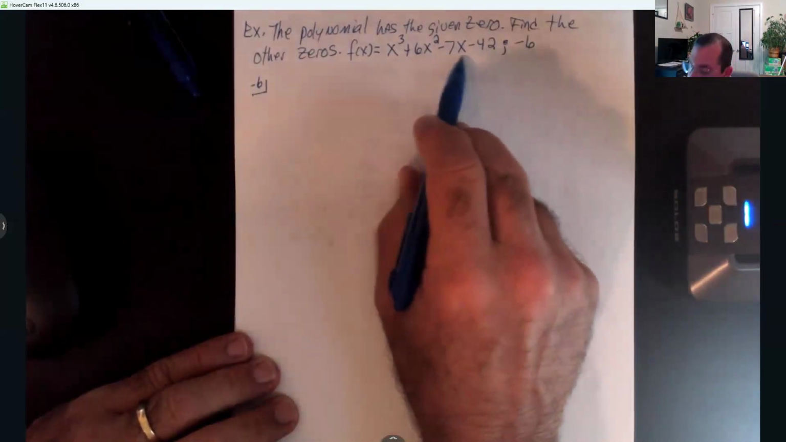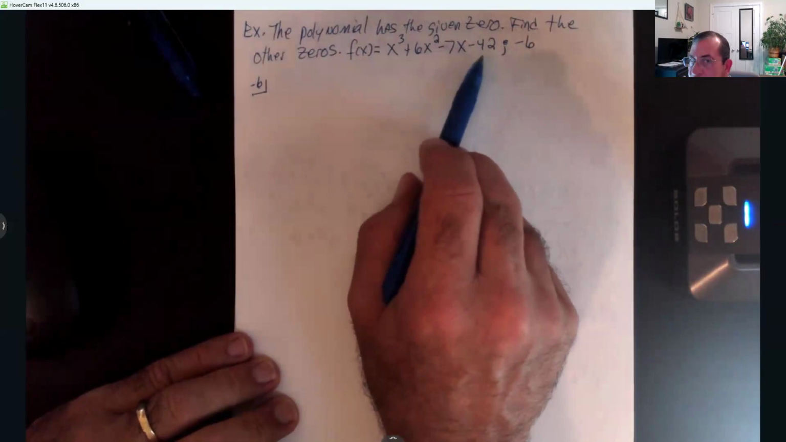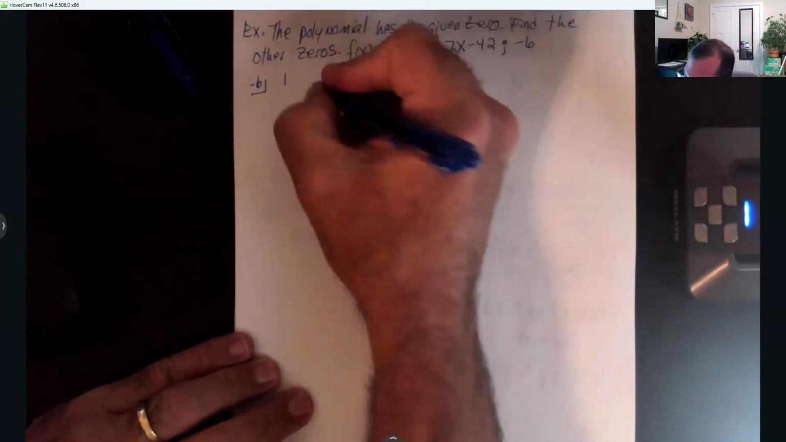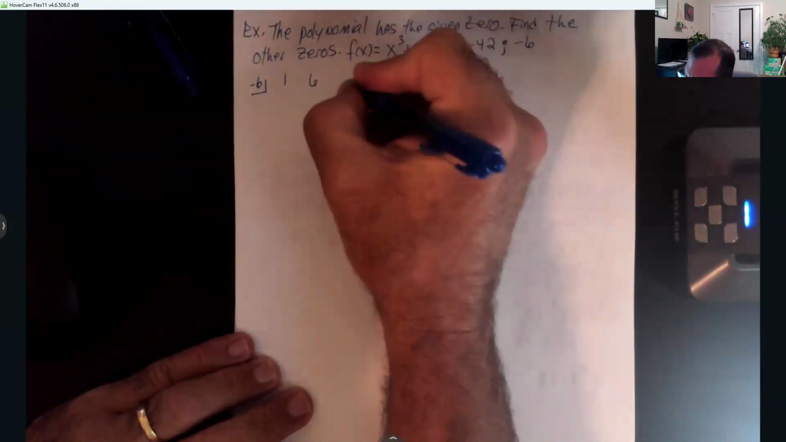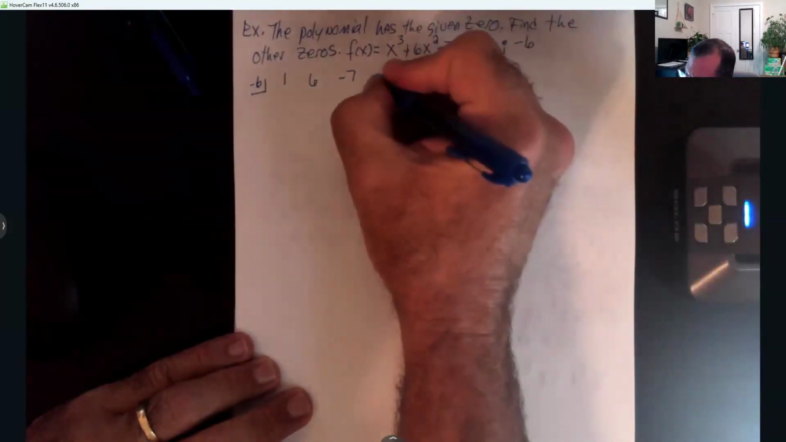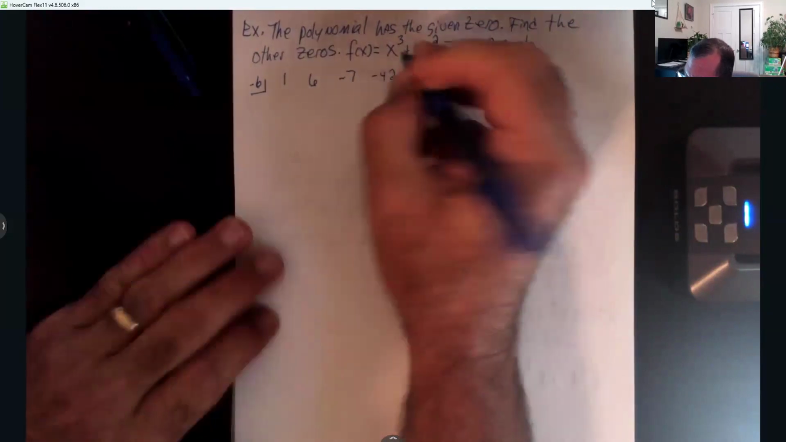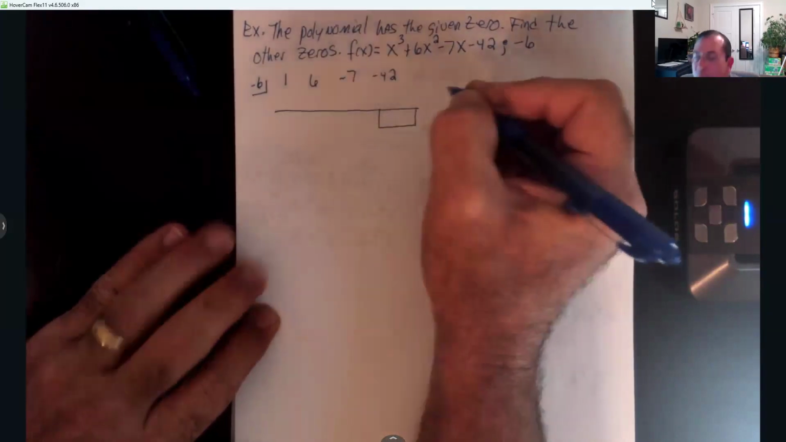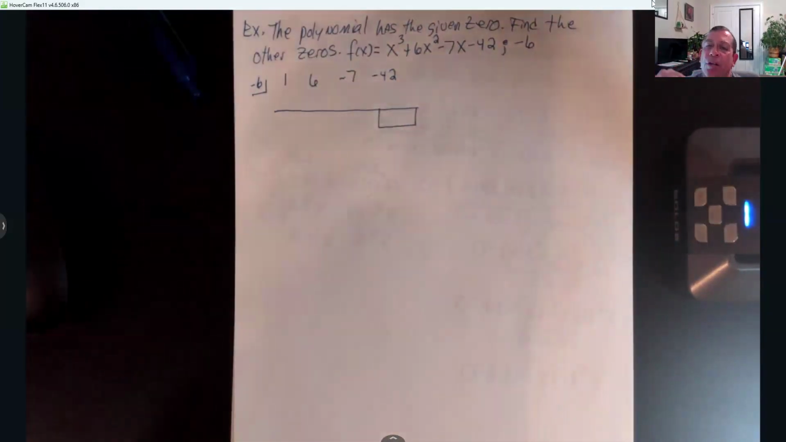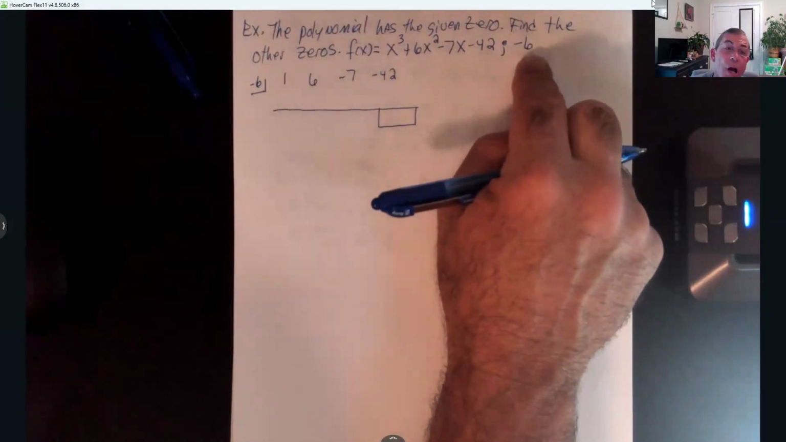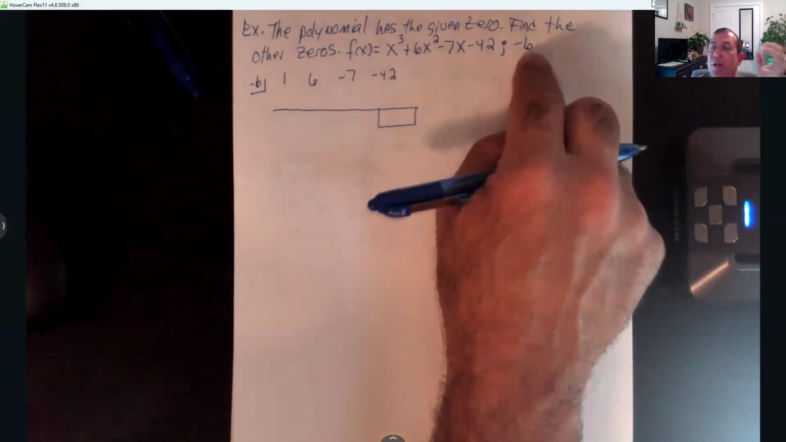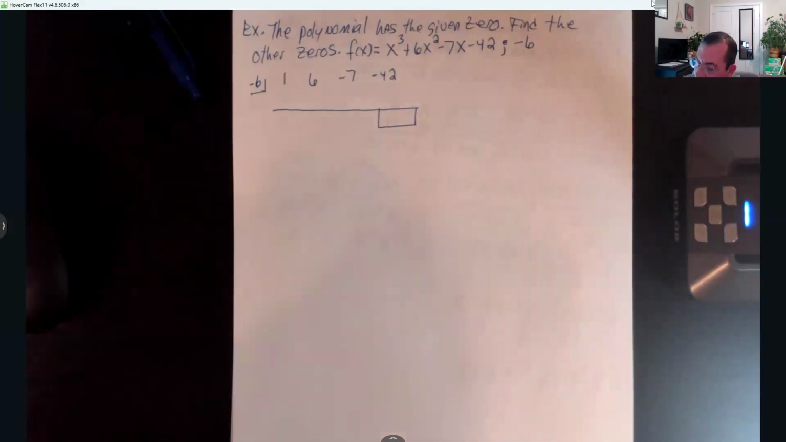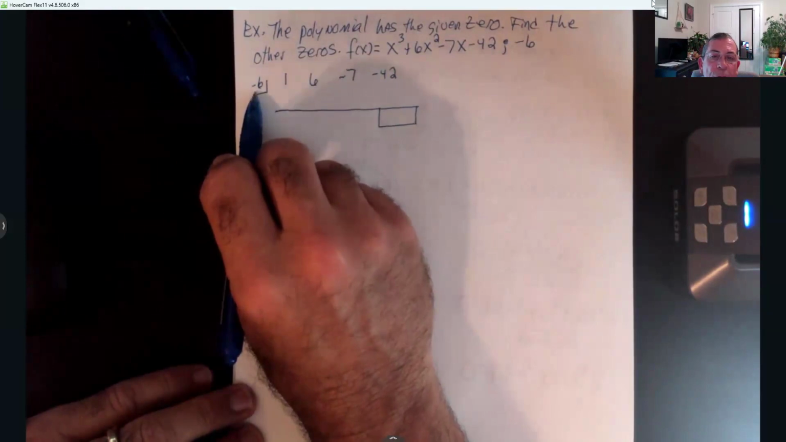Now, our coefficients, x cubed, x squared, x, and our number. So we got all the coefficients. So we got a 1, 6, negative 7, and a negative 42. So this is how you find the other zeros when your zeros are not conjugate pairs and you just can't name them off, okay? So this is how we find our other zeros. We divide out the first zero that we know of.